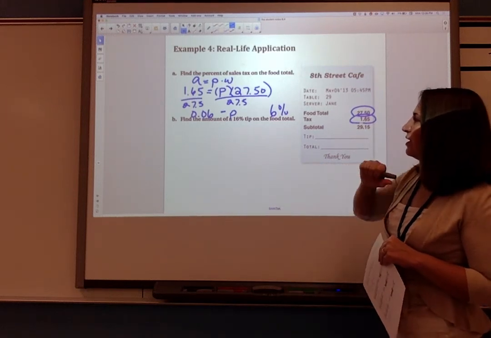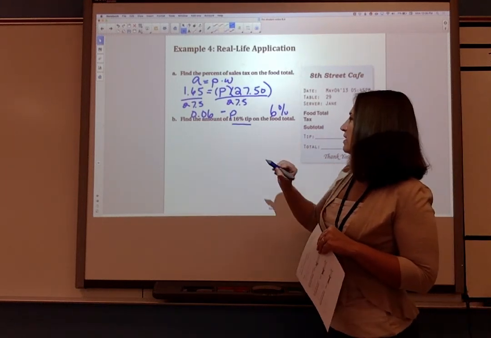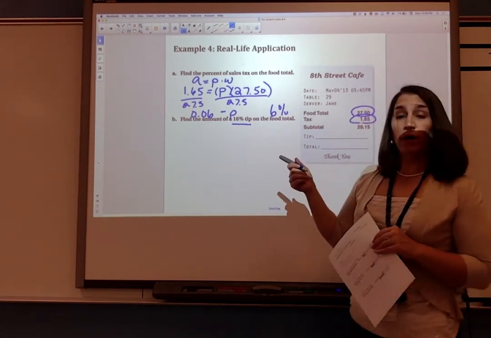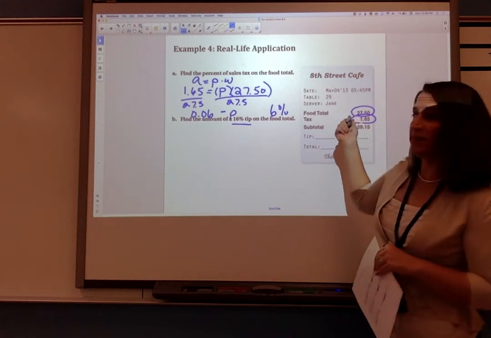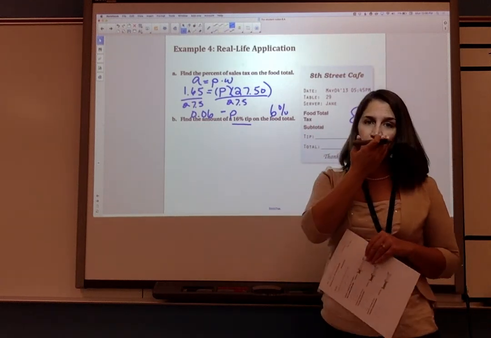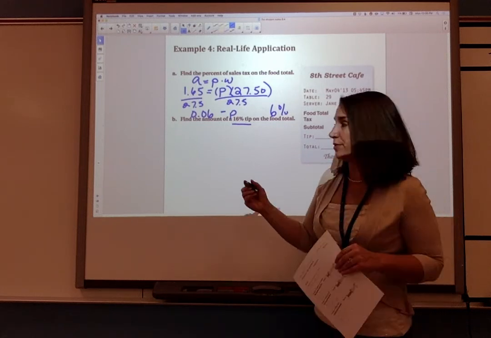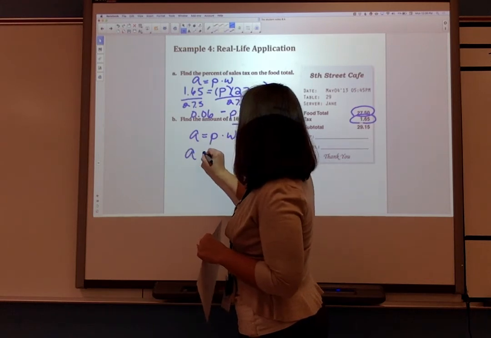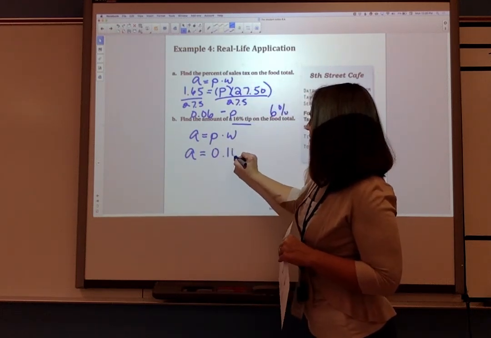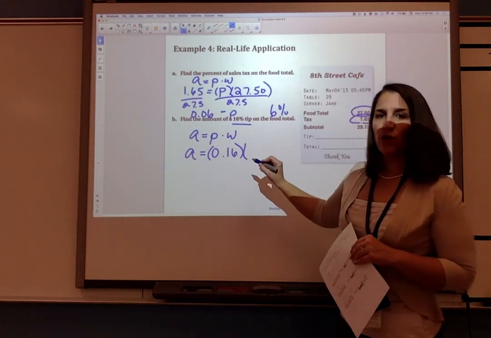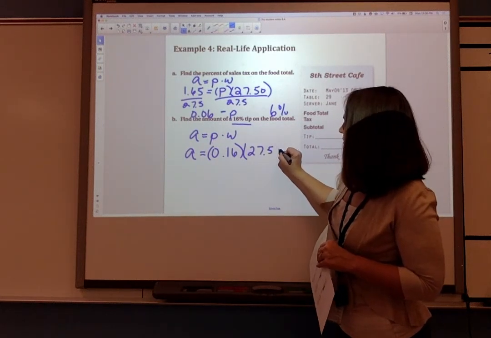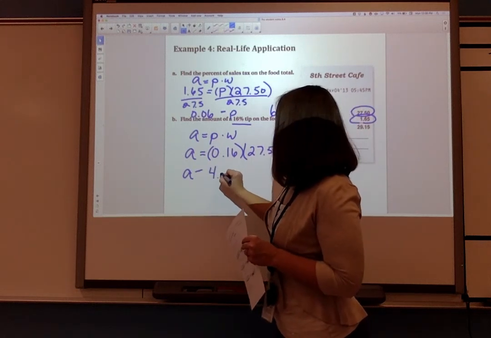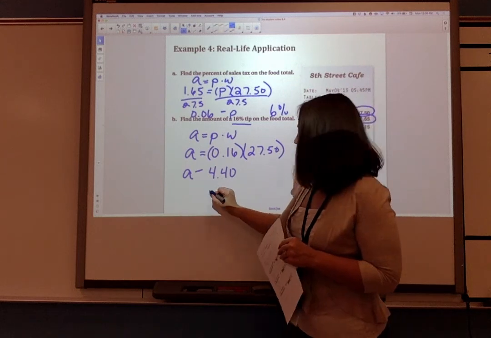Now for part B, we're going to find the amount of a 16% tip on the food total. So we want to figure out what the part is. So our whole is $27.50. The percent is 16%, and we want to figure out how much we should tip. So we have A equals P times W. We're solving for A. Our percent is 0.16, and our whole is $27.50. We'll multiply those, and we get 4.40.